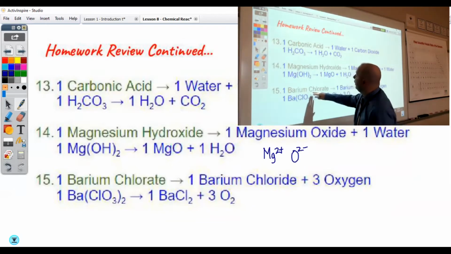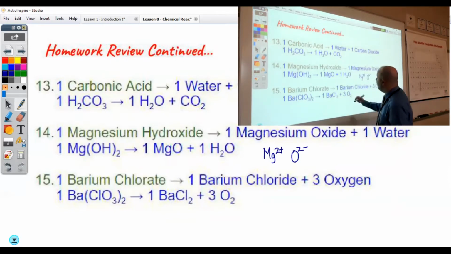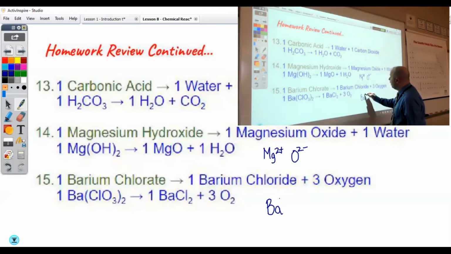Finally, we have barium chlorate. Here's barium chlorate here. Chlorates, remember, decompose to give you metal chlorides. So barium is a 2+, chloride is a 1-, which is why we need a 2 here next to the chloride, and then, of course, oxygen.